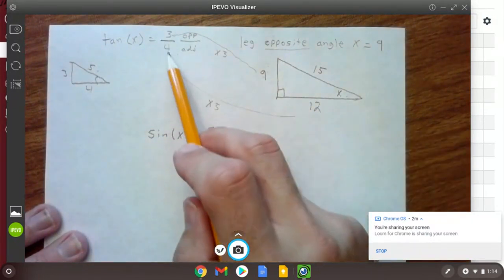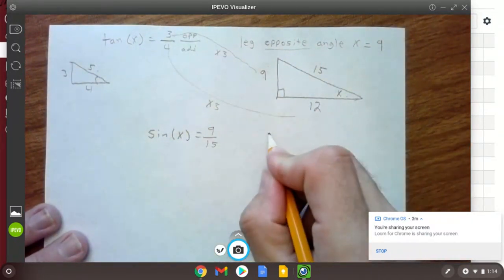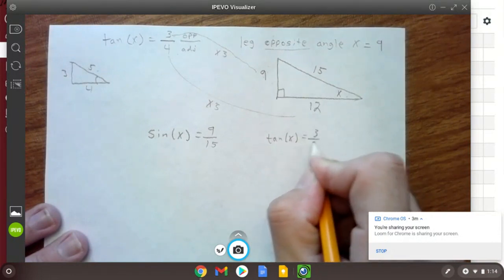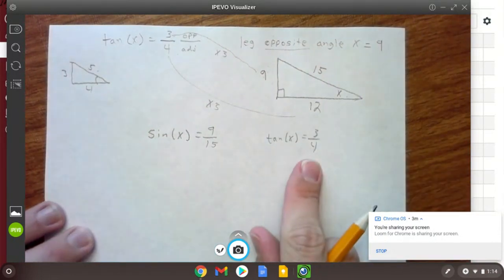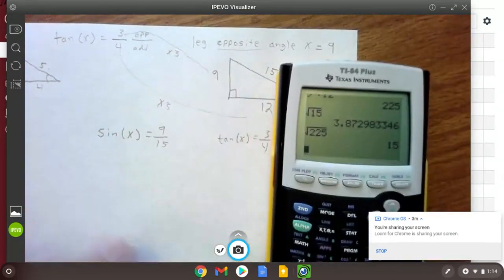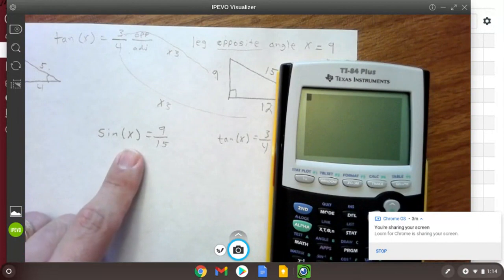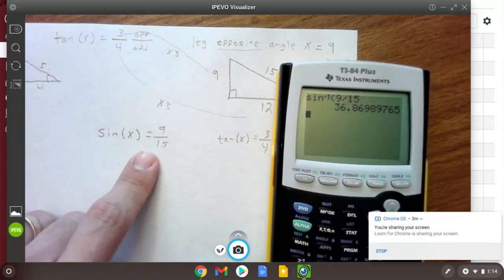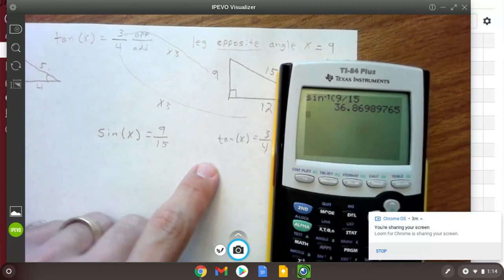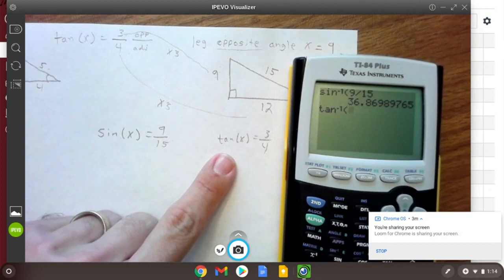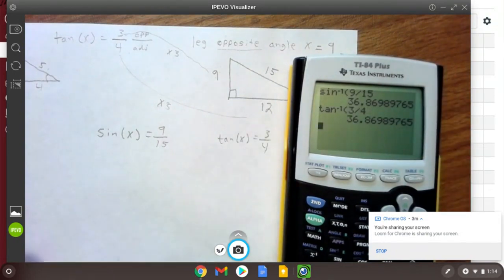I just realized we could have used this equation up here. Yeah, they're going to give us the same answer. Tangent of x is equal to 3/4. Probably should have just used the one they gave us, a little more straightforward. So on this one, if I do inverse sine of 9 over 15, I'm going to get 36.86. On this one, if I had done inverse tangent of 3/4, I'd get the same answer here.